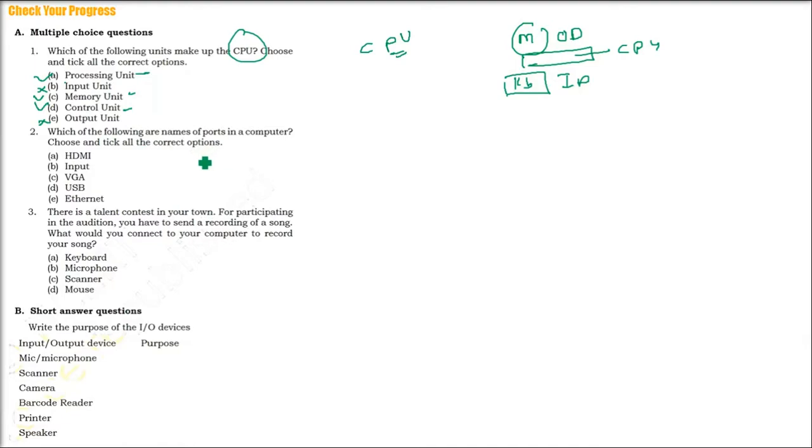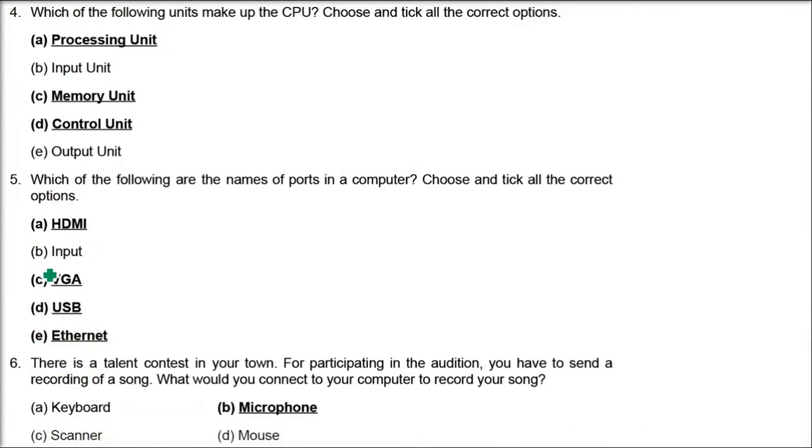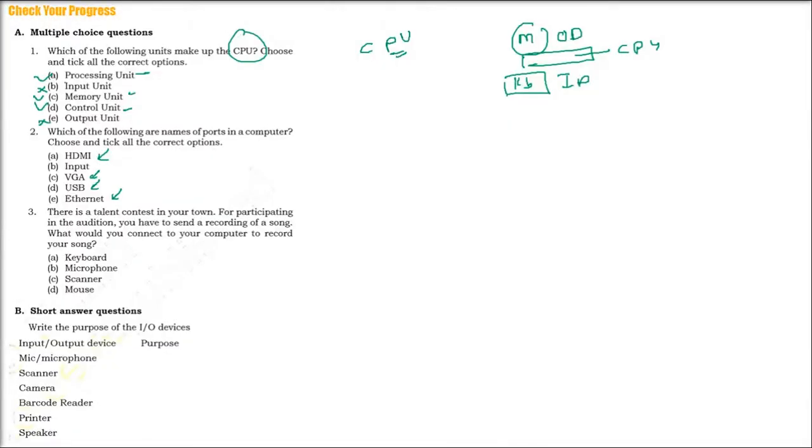Next is, which of the following are names of ports in a computer? Choose and tick all the correct options. So you have HDMI, VGA, USB, Ethernet, all these are the ports. Input is not a port. See, this is the answer. Input is the name we are using for ourselves. This is input, this is output. But the proper industry name is A, C, D and E.